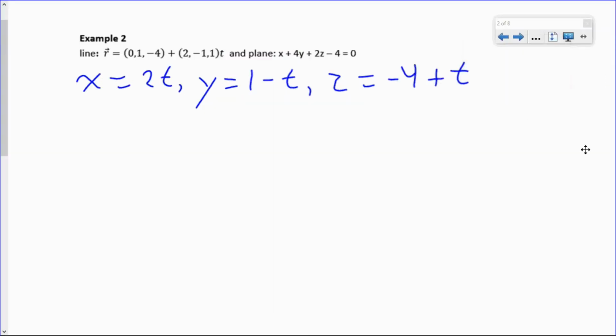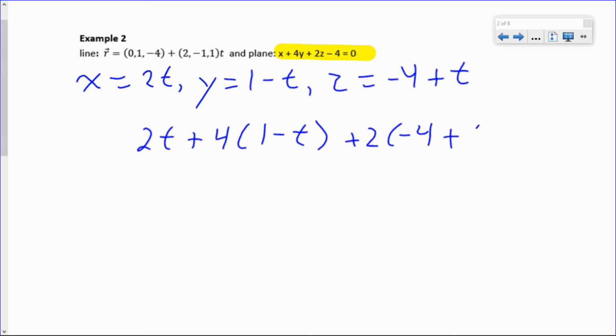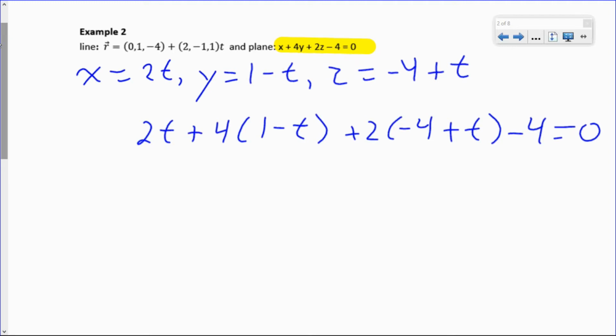So in example 2, we have another line and another plane. The first thing I've done right away is I took that vector equation and changed it to a parametric equation. I'm then going to sub that into the equation of my plane, and I get 2t plus 4 times 1 minus t plus 2 times negative 4 plus t minus 4 equals 0. Notice in this case, I decided to jump right into the algebra. I didn't consider the geometry part right away, and that's fine.